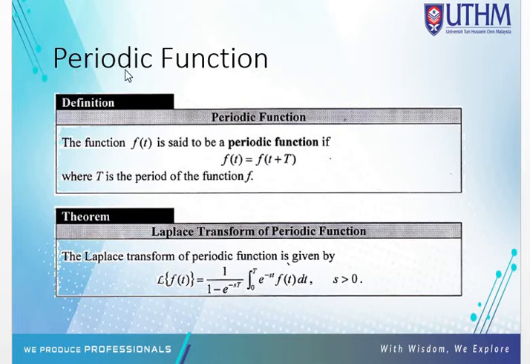Now let's go to the periodic function. The function f(t) is said to be a periodic function if f(t) is equal to f(t plus capital T), in which capital T is the period of the function f. And the Laplace transform of the periodic function is: Laplace transform of f(t) is equal to 1 over 1 minus e to the power negative sT, times the integration from 0 to capital T of e to the power negative st, f(t) dt, and s should be more than 0.